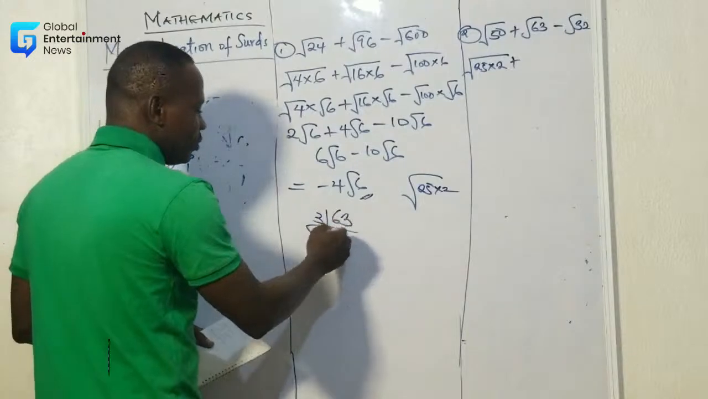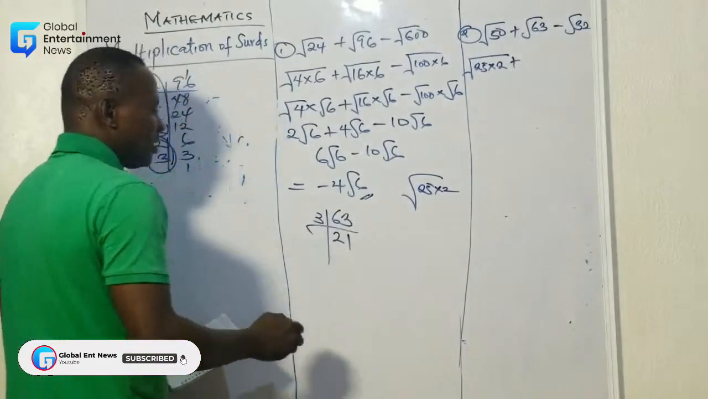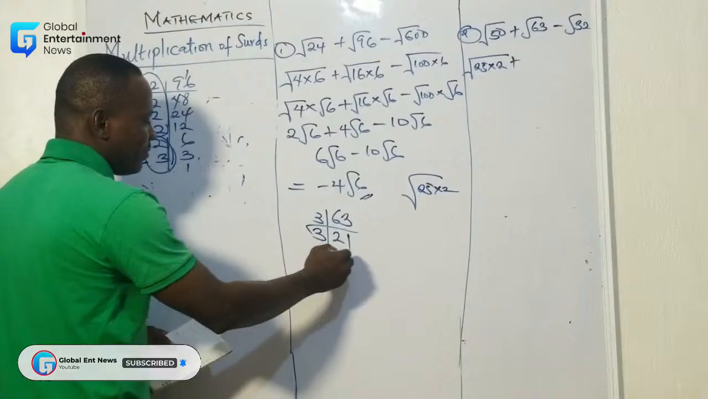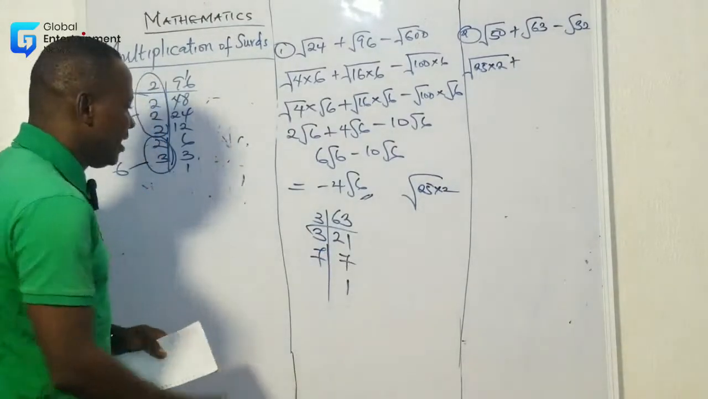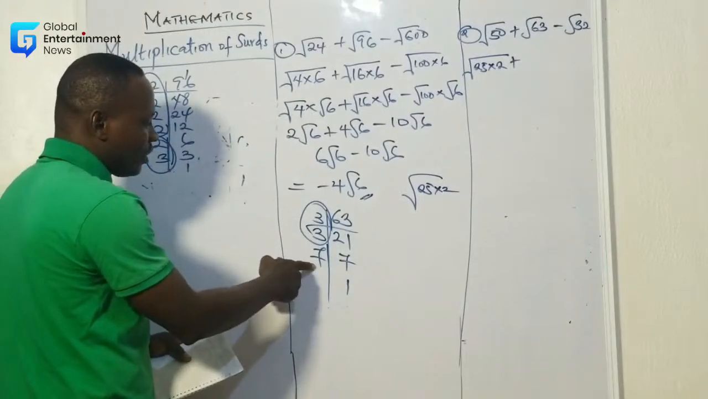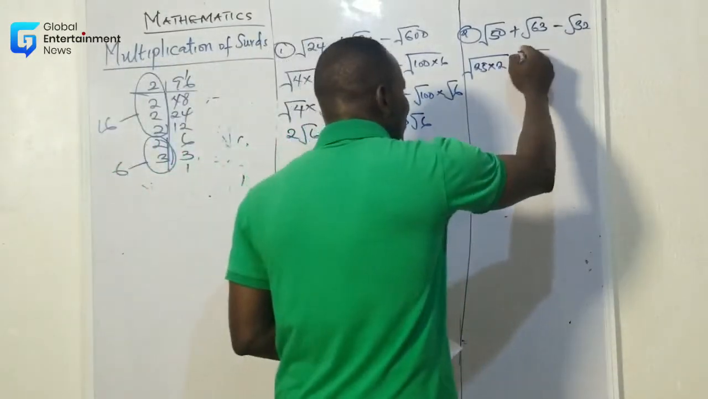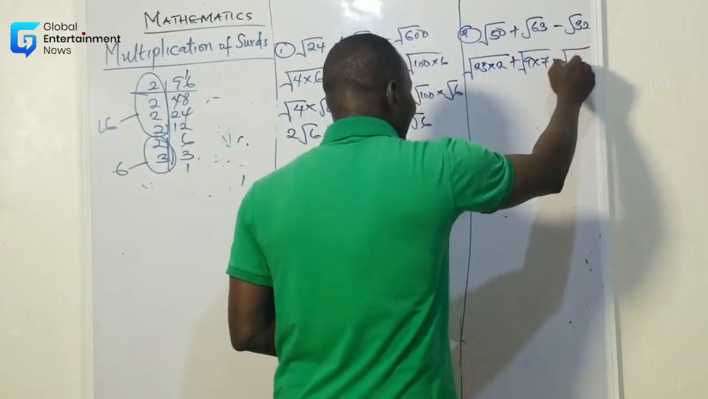63. So what do we have here? 3 can go. You know that is what? 3 here, 1. And what else again? 3 can go. We have 7. What do we have here? 7, we have 1. Here we have 3 times 3, which is 9. Then root 7. So we have root 9 times 7. Then minus, what is the last one?